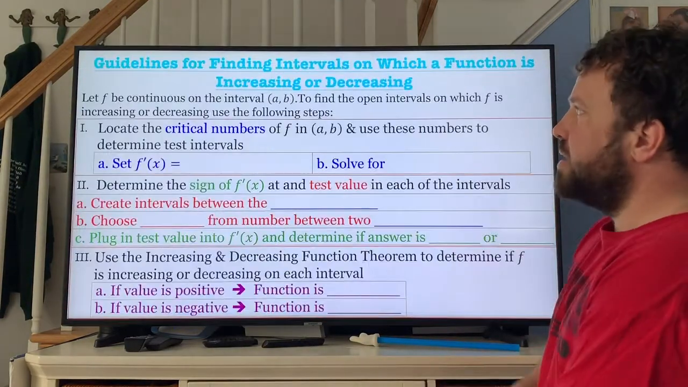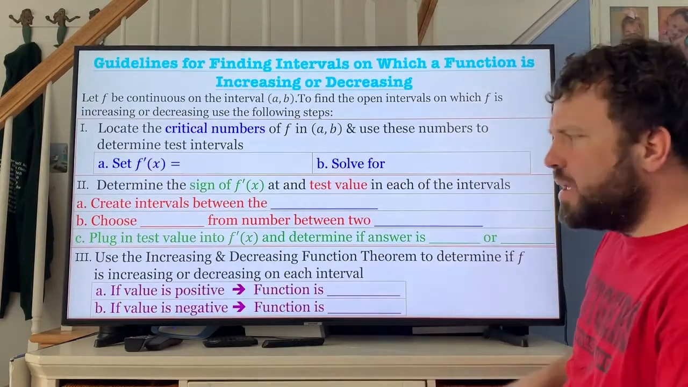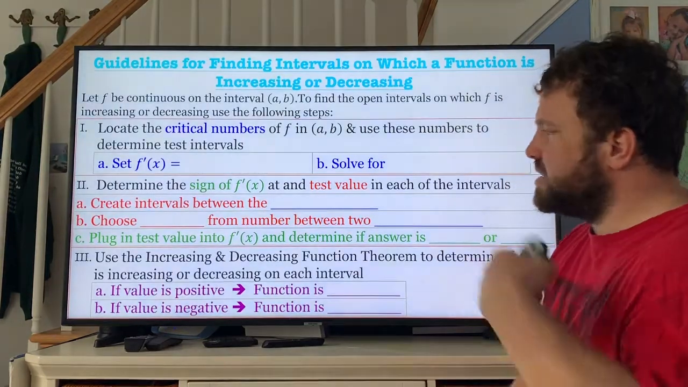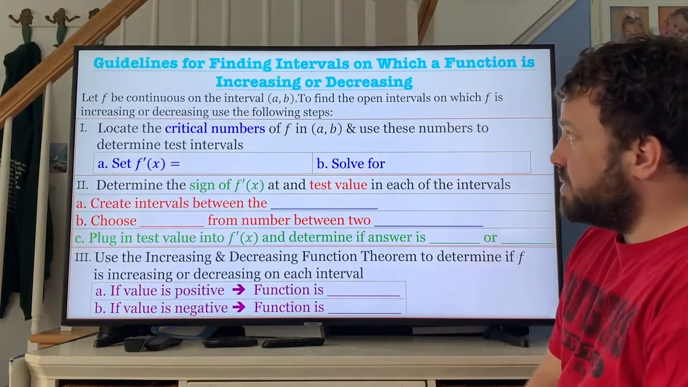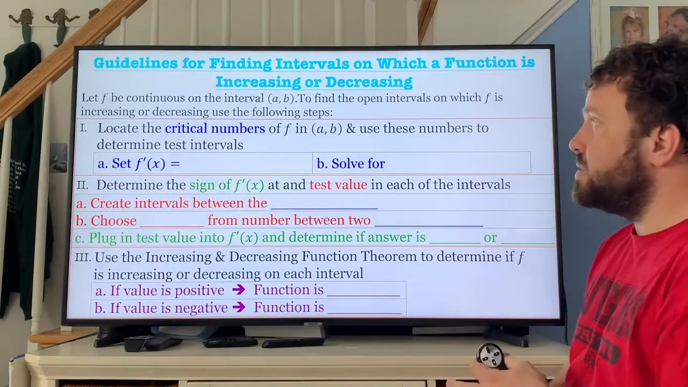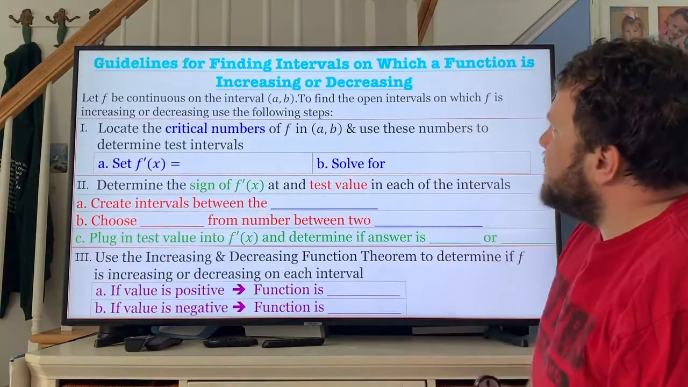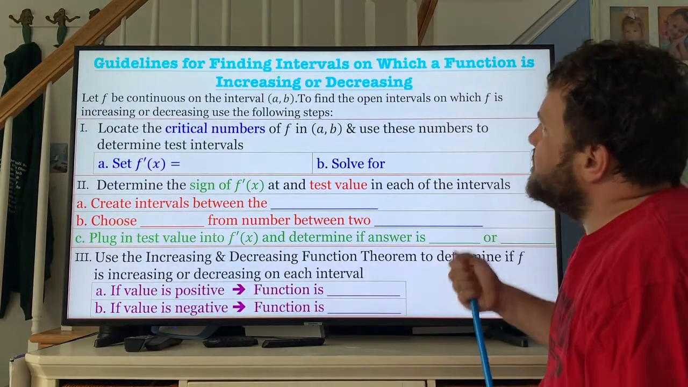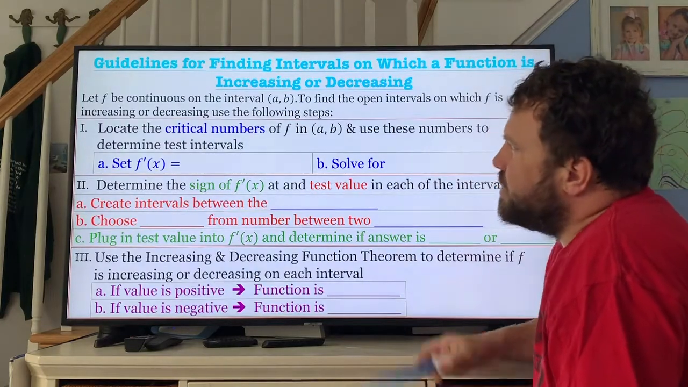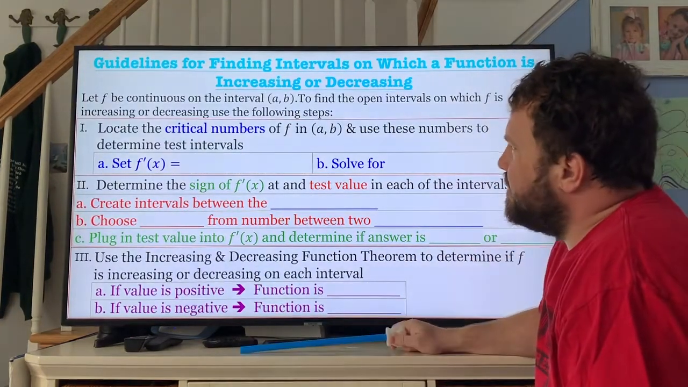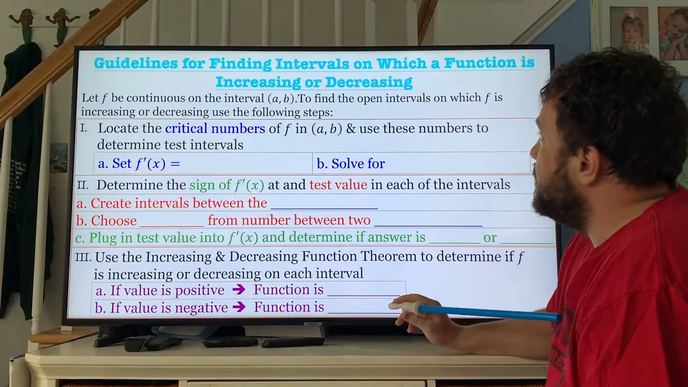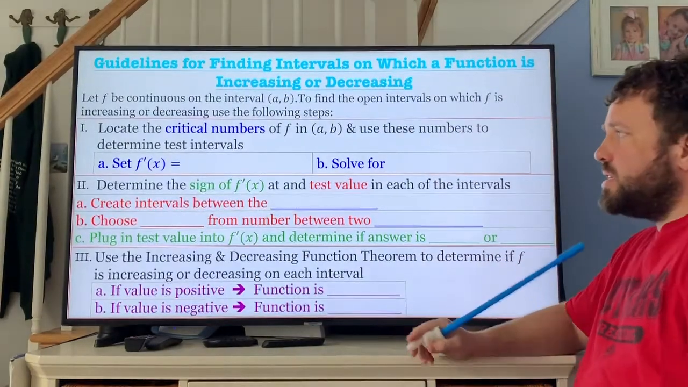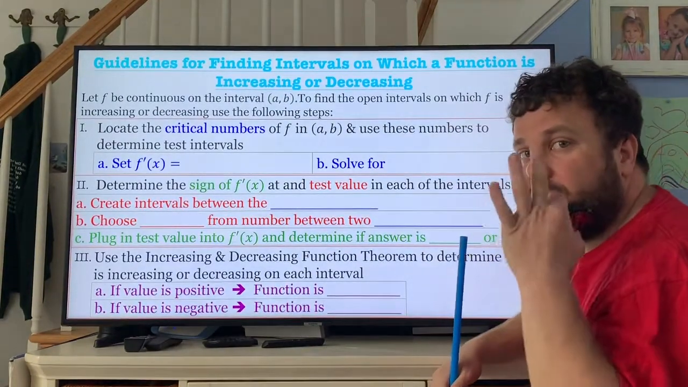Great. Let's move on. Now, today's lesson is more of a lesson where it explains everything, and then tomorrow's lesson will go explain it, and you guys will try some more problems. The guidelines for finding intervals on which the function is increasing or decreasing. So, number 1, let f be continuous on an interval (a, b). To find the open intervals on which f is increasing or decreasing, you're going to follow the following 3 steps.